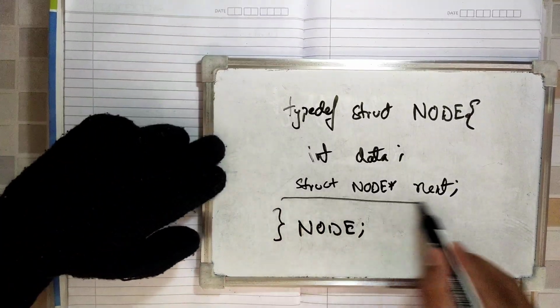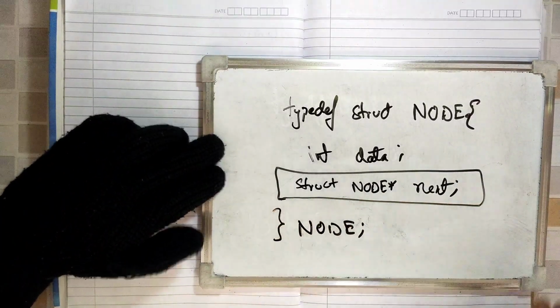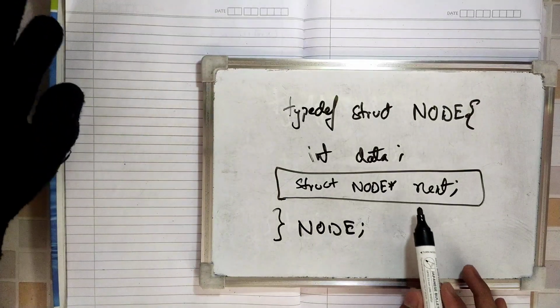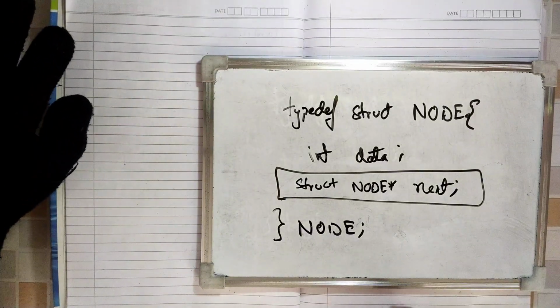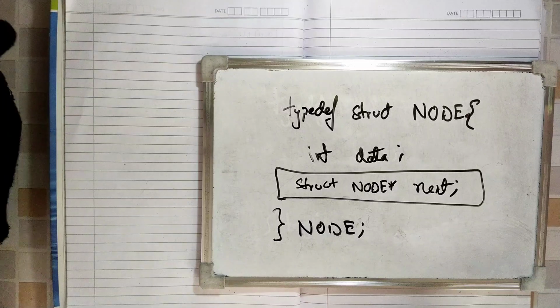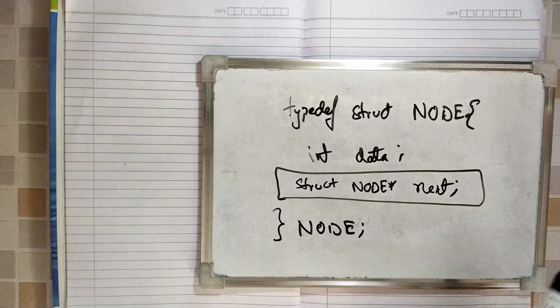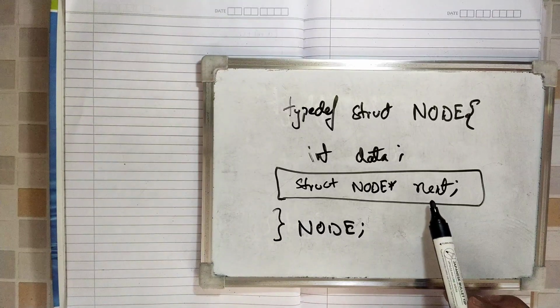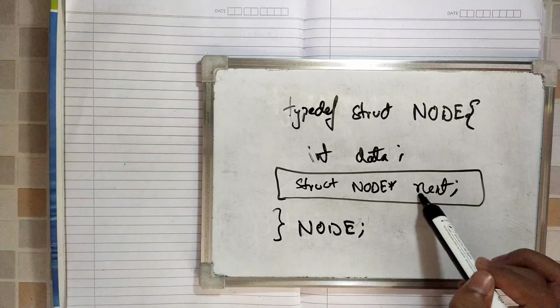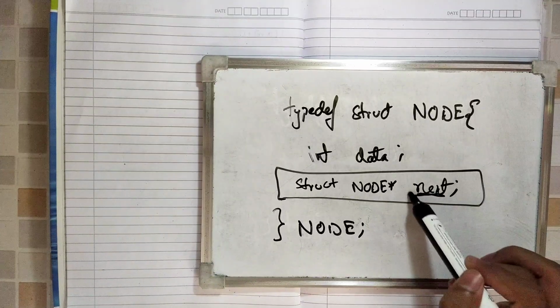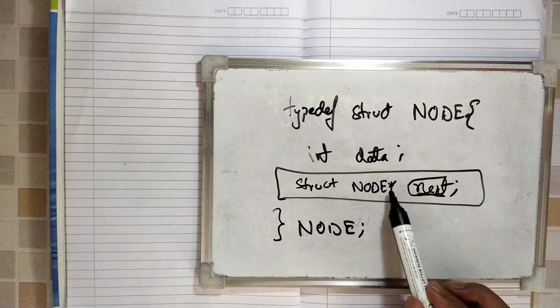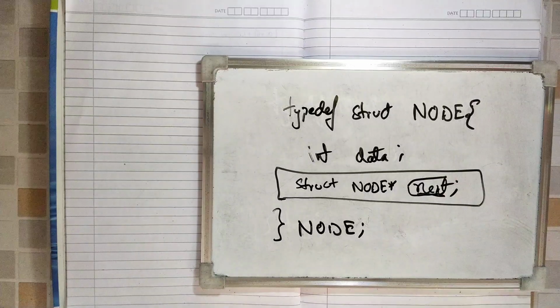So now what is this part over here in the structure? If you mention this kind of thing in the structure, it means it is a self-referential structure. What is the meaning of this? Self-referential structure is nothing but a member pointing to itself. So this is a member, okay, a structure member. This next is nothing but a member of the structure, but it is a pointer pointing towards itself.